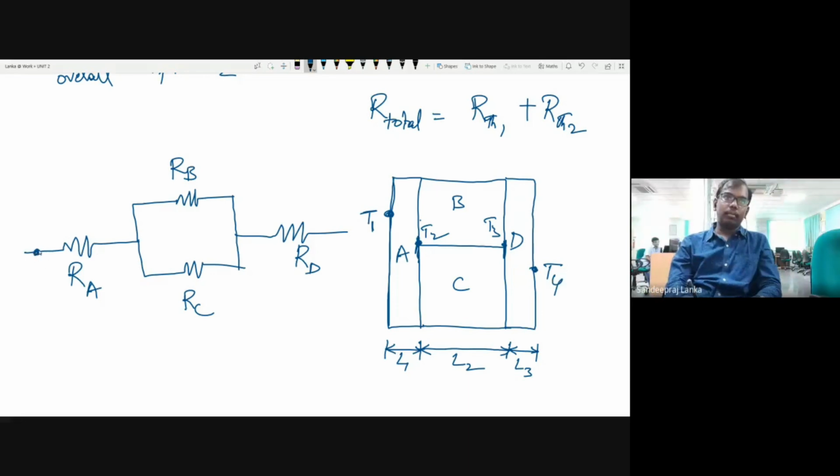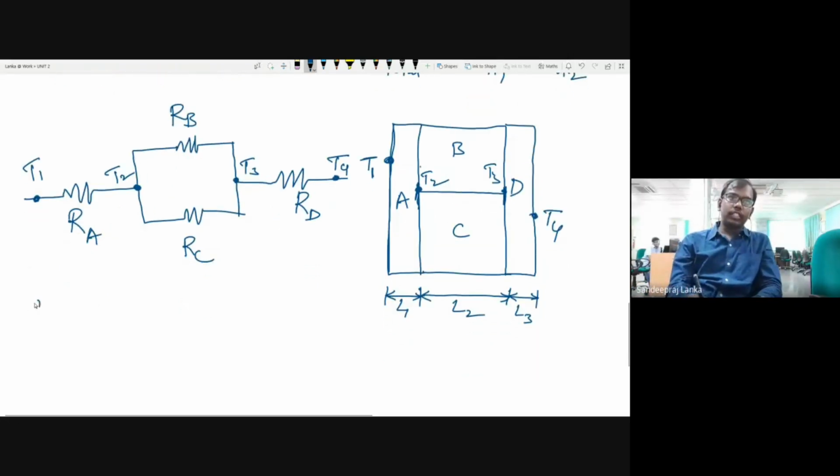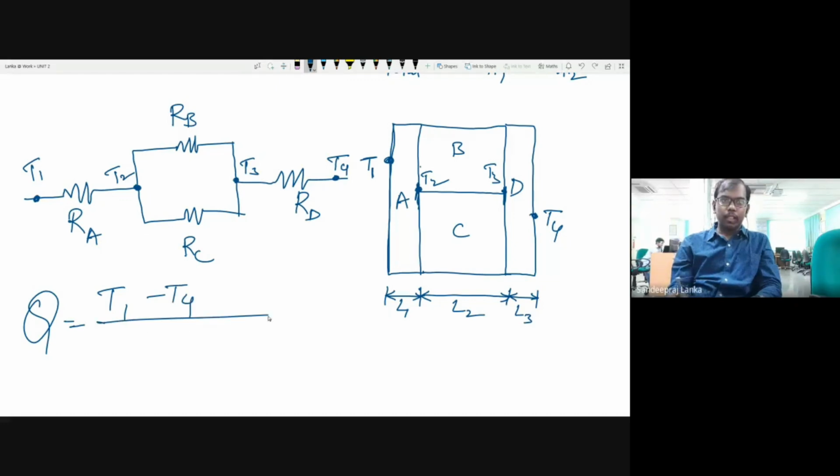So what I can represent here is T1, T2, T3, and T4. This is how your resistance circuit will be. Once I have this resistance circuit, next thing to do is Q is equal to initial and final, that is T1 minus T4 by the sum of the resistances.